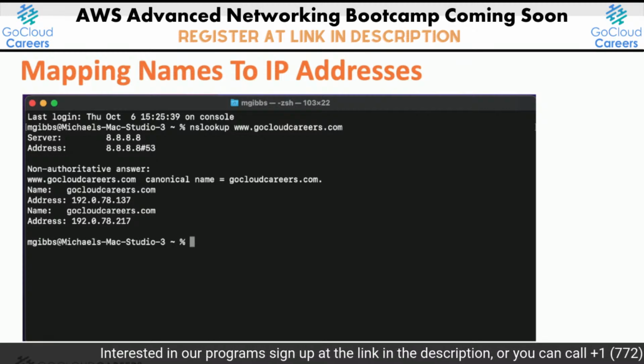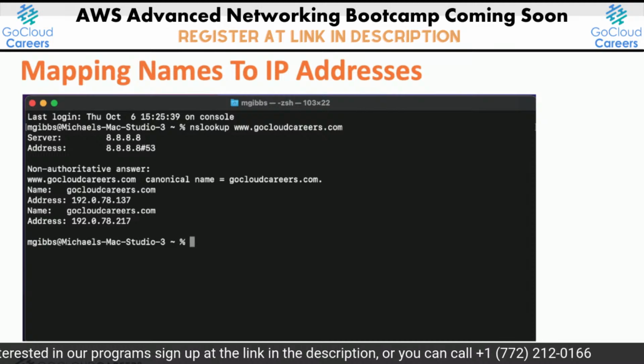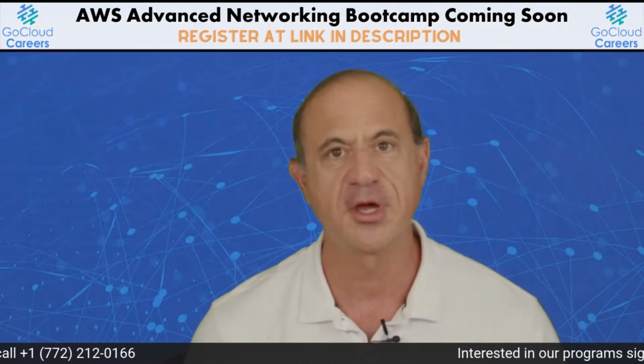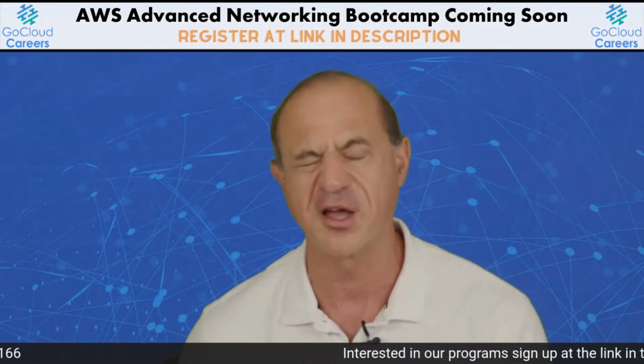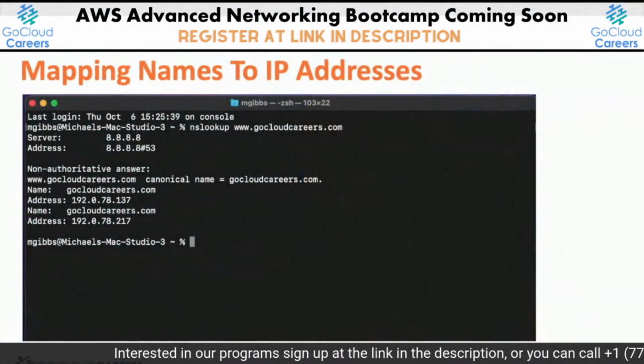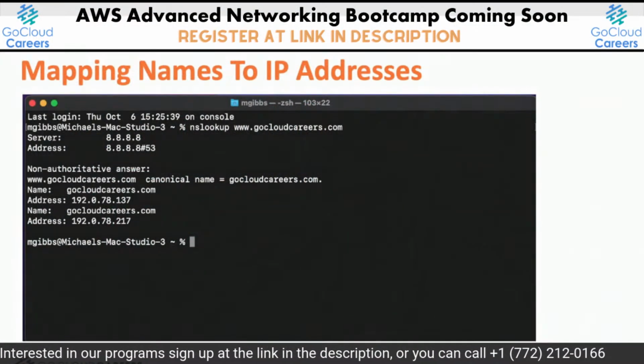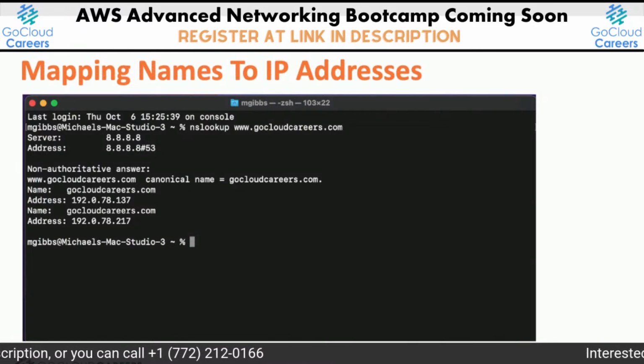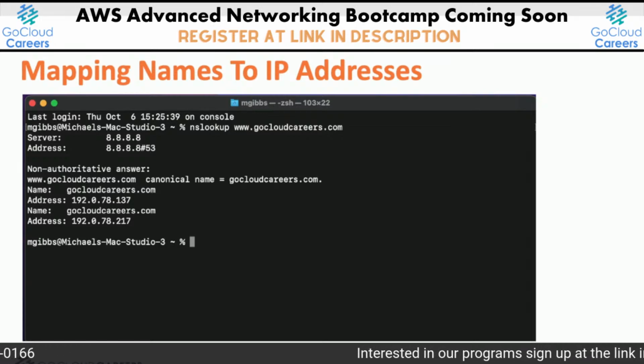NSLOOKUP, November, Sierra, Lima, Oscar, Kilo, Uniform, Papa. Leave a space. And then after you leave a space, type www.gocloudcareers.com, just like I did in this example that I'm sharing with you right now, or at least I meant to be sharing with you right now. And here you go. What IP address did you get on your computer? You did an NS lookup. Pop the address that you got in the chat box.